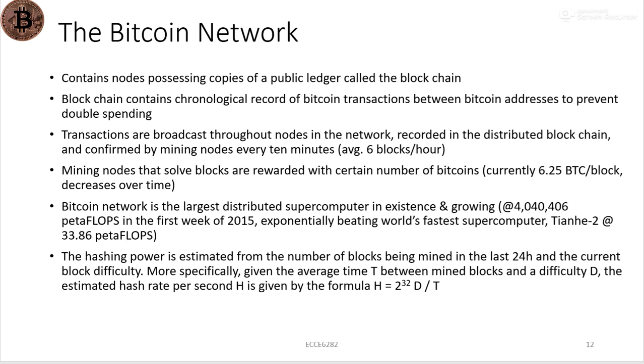The formula for hashing power is 2 raised to the power 32 multiplied by d, divided by t, where d is the difficulty of the current block and t is the average time between mined blocks, like how much time it takes on average to mine a block. So hashing power is calculated using this formula.